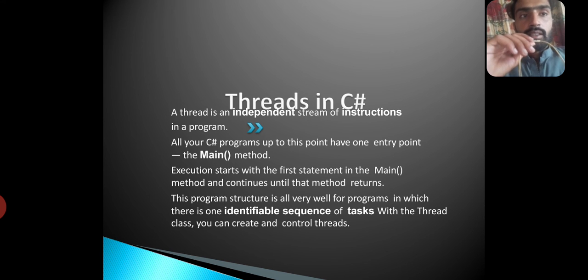Thread in C#. A thread is an independent stream of instructions in the program. All your C# programs up to this point have one entry point, the main method. Execution starts with the first statement in the main method and continues until the method returns. The program structure is fine for programs in which there is one predictable sequence of tasks. With the Thread class you can create and control threads.